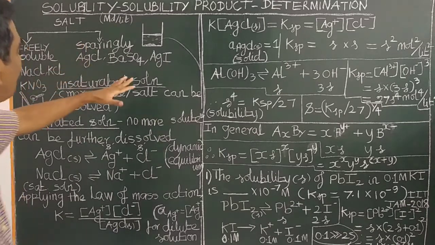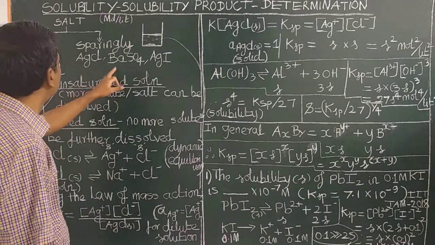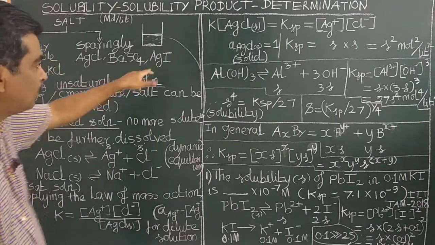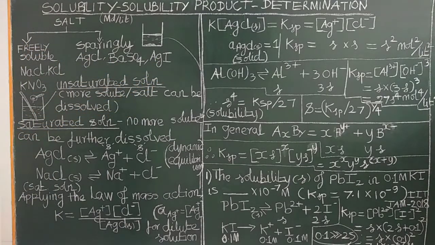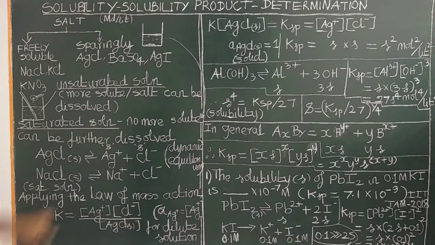And there are some salts which are sparingly soluble. For example, silver chloride, barium sulfate, silver iodide, silver bromide, etc. They are soluble in very little quantity. They are very less soluble in water.